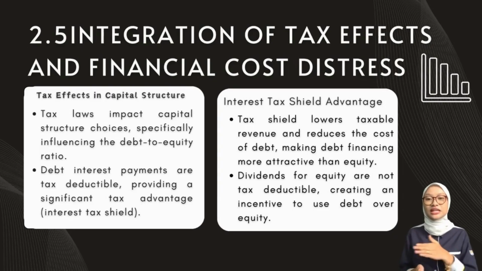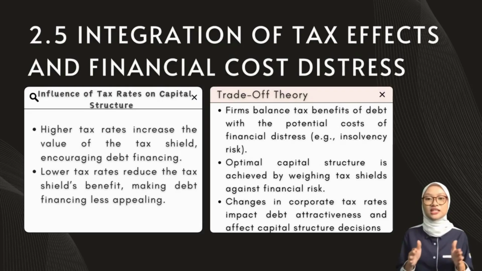In capital structure, tax effects play a critical role because interest on debt is tax deductible, which provides a valuable tax shield that lowers a firm's taxable income and overall tax burden. This makes debt financing attractive, especially for companies with steady cash flows, as they can maximize the benefits of this tax shield. However, there is a trade-off. While debt reduces taxes, excessive debt can heighten financial distress and insolvency risk. The optimal capital structure balances the tax advantages of debt with the potential costs of financial trouble. Thus, firms consider tax effects in tandem with financial distress costs, especially as tax rates or financial conditions change.